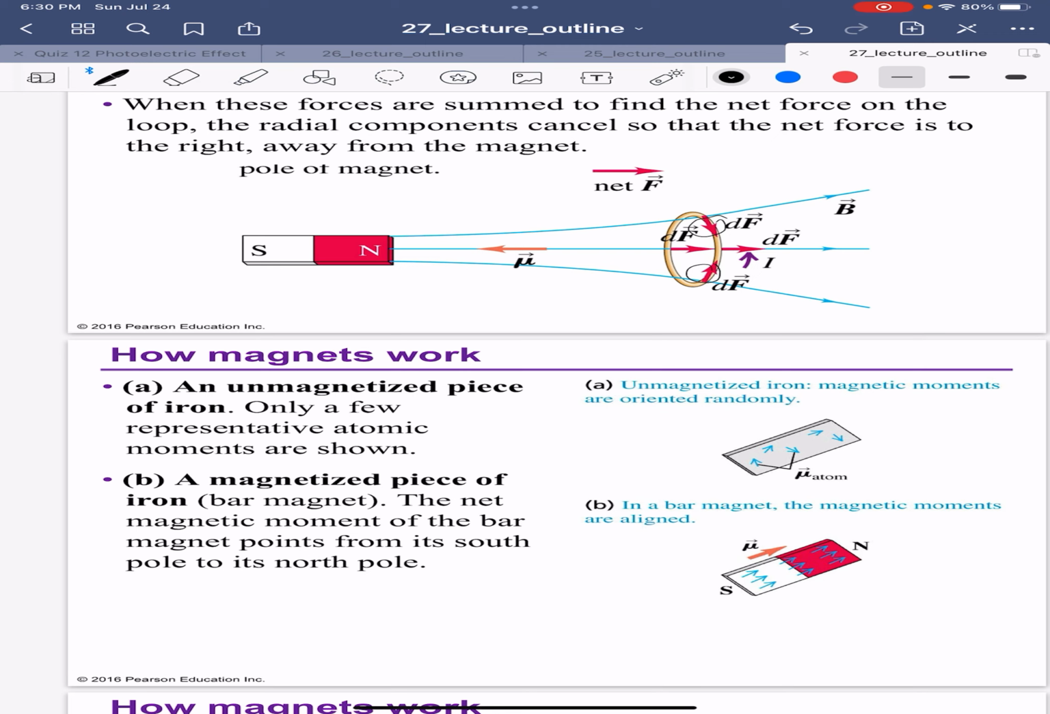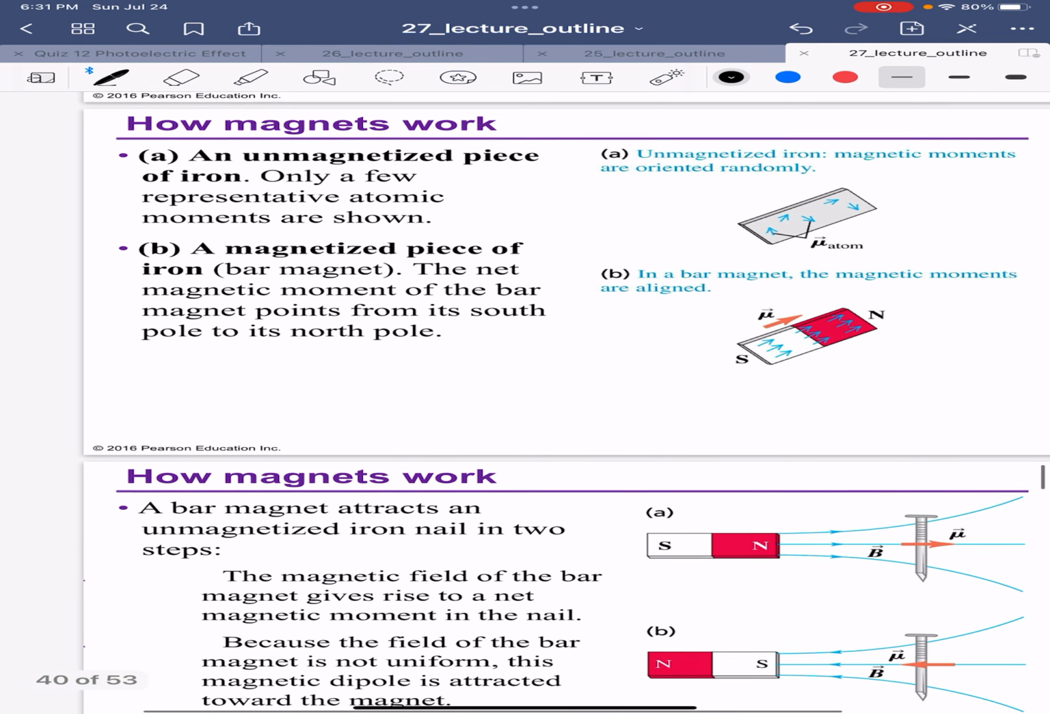Now, what's the difference between a magnet and another material that is not a magnet? For an unmagnetized piece of iron, only a few representative atomic moments are shown, and they are really pointing in different directions. They are random in their direction. Now, when we have a magnetized piece of iron, we find that the net magnetic moment of the bar magnet points from its south pole to its north, and the moments are aligned. They are all in the same direction.